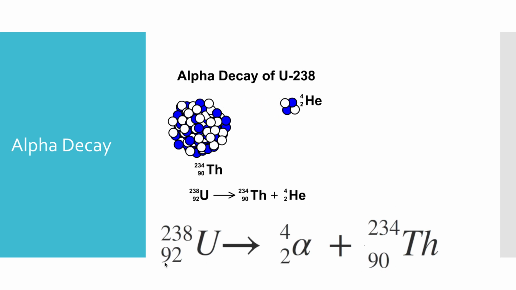So you know that if uranium emits an alpha particle, it's going to end up with an atomic number of 90 just because it lost 2 protons from 92, so 92 minus 2 is 90. And if it was uranium-238, so it had an atomic mass of 238, it lost an atomic mass of 4, so therefore its atomic mass is going to be 234.